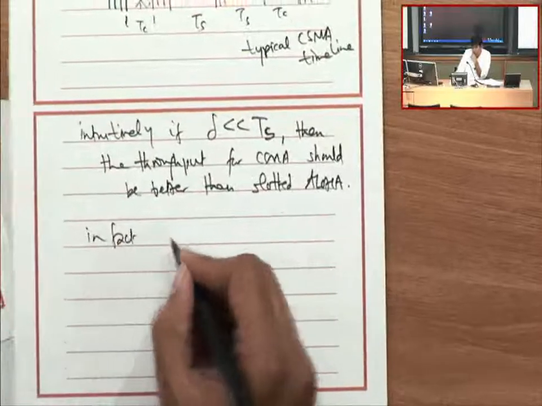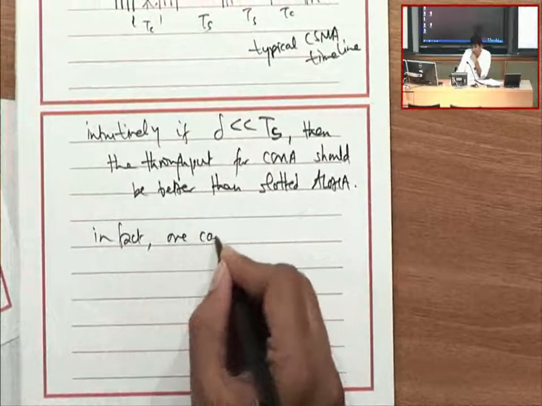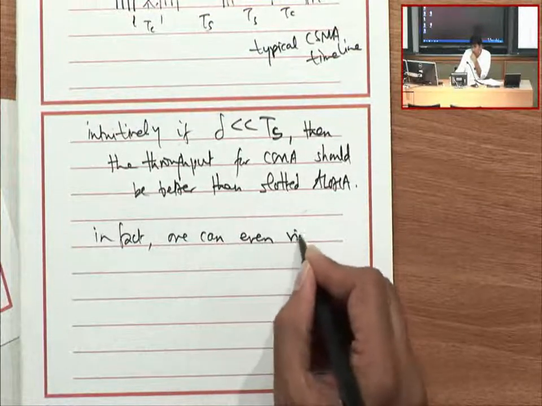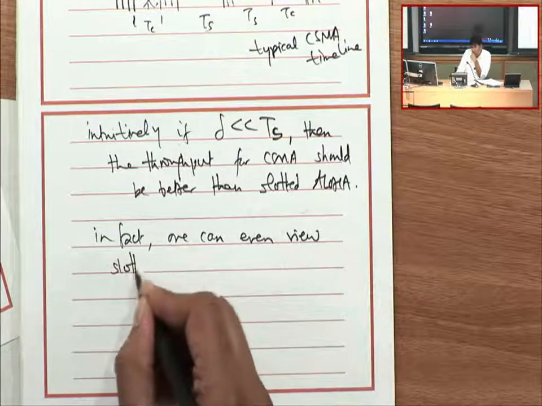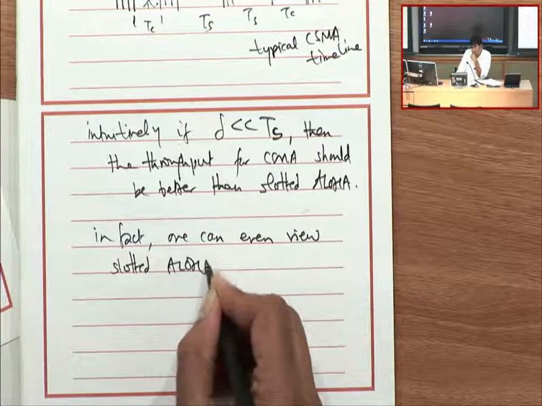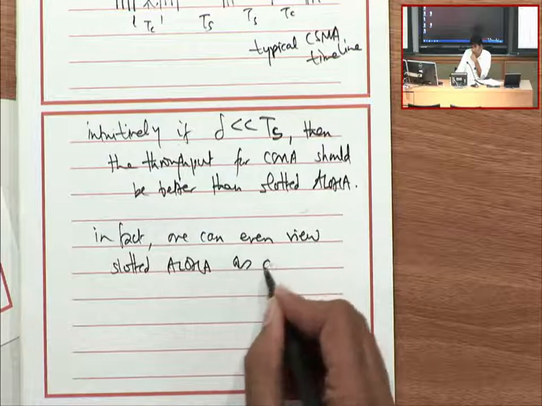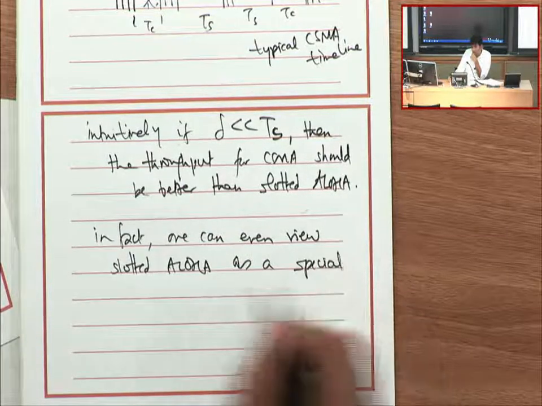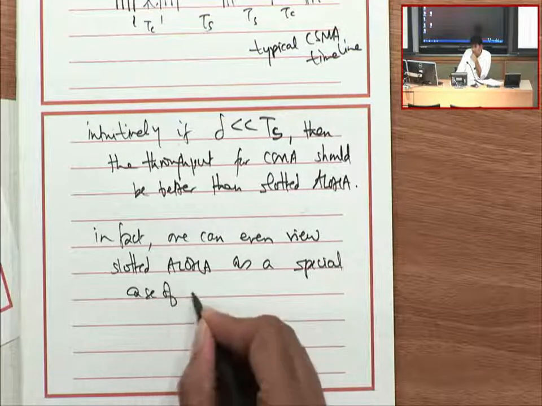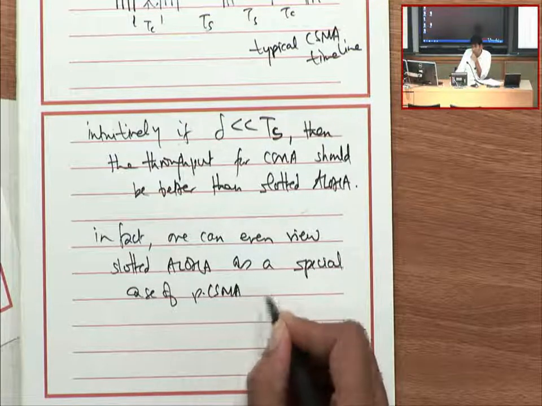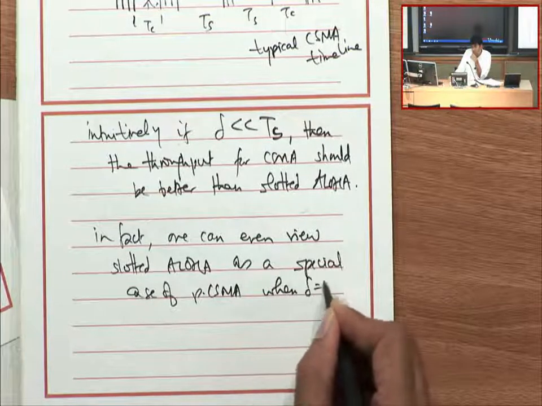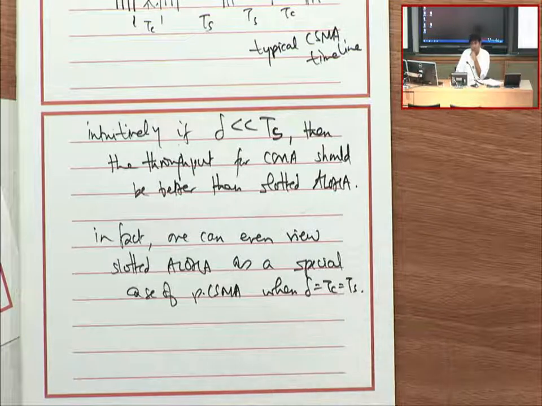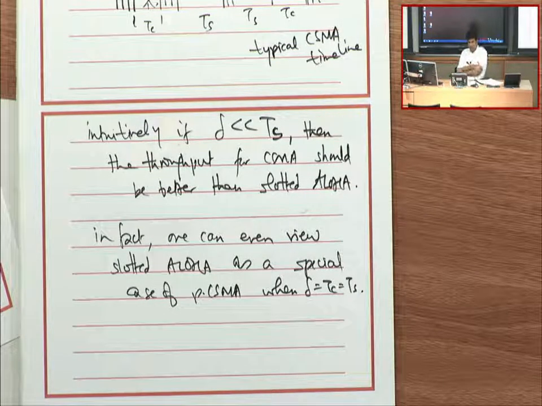In fact, one can even view slotted aloha as a special case of PCSMA when delta equals TC equals TS. Right? So in that case, whether it was collision or whether it was success or idle, they were all the same duration.